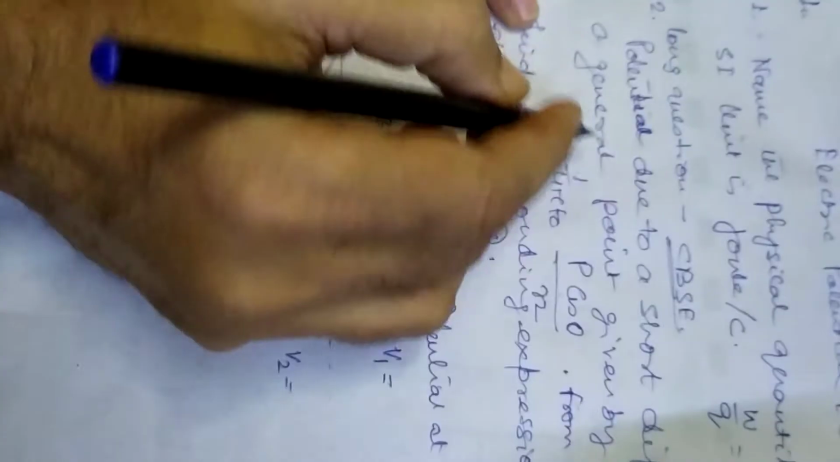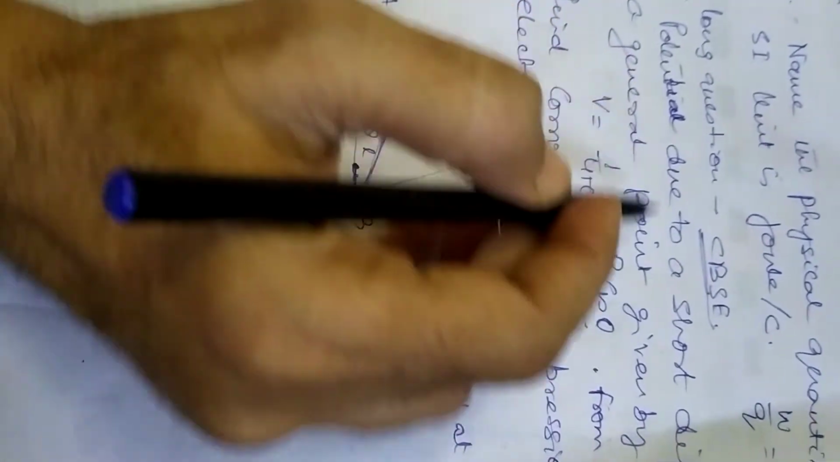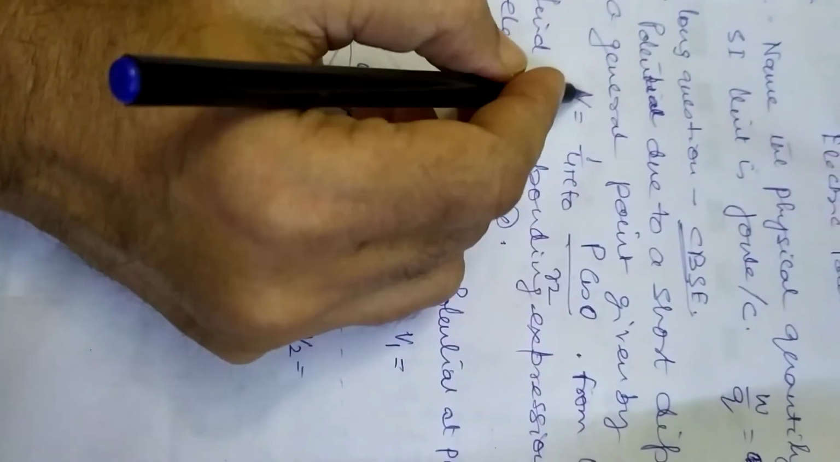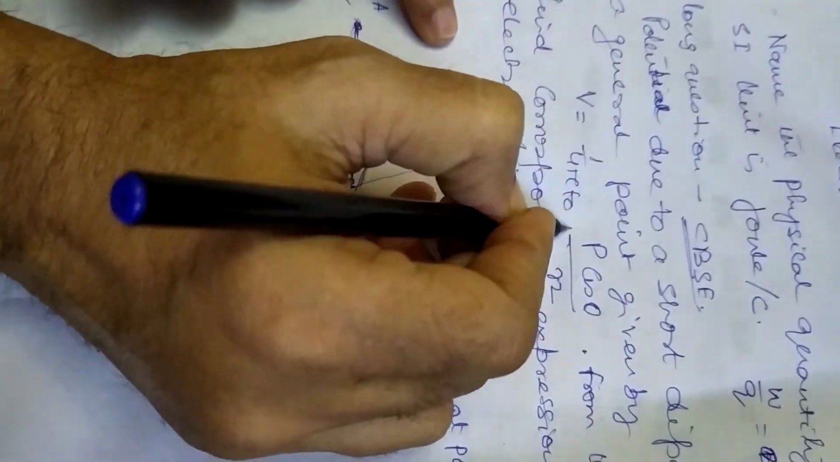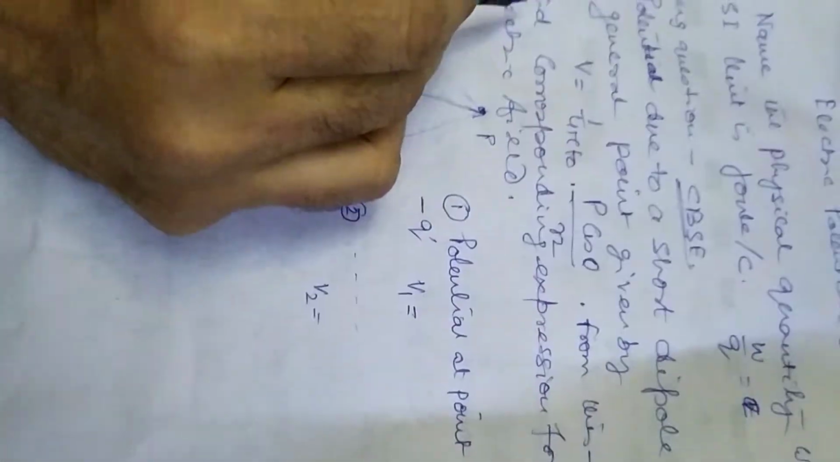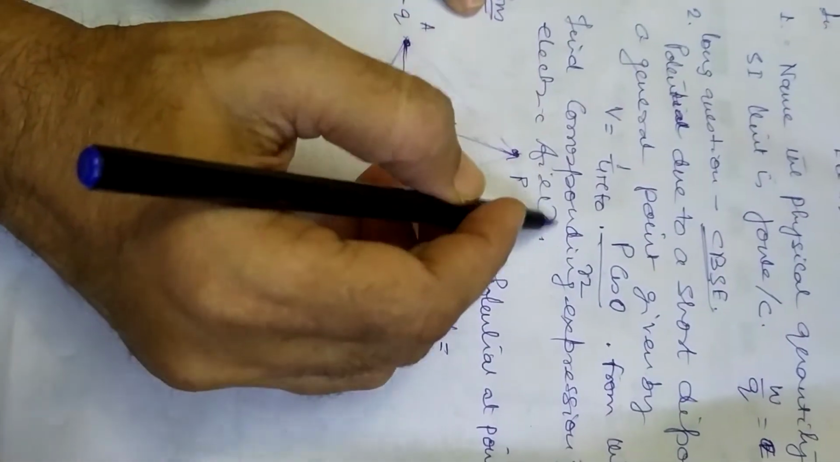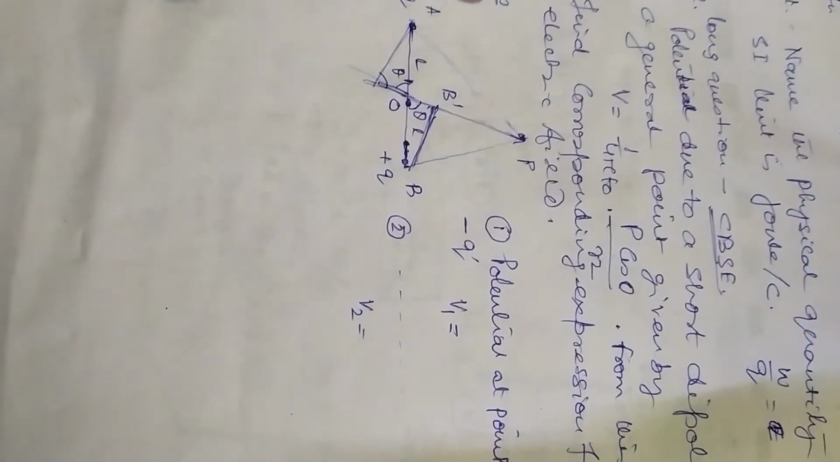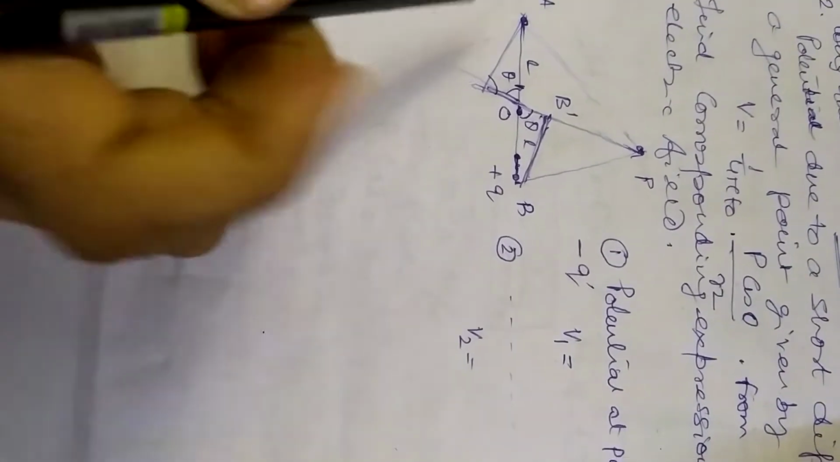Next one will be a long question of CBSE that comes sometimes. The potential due to a short dipole at a general point is given by V equals 1 by 4 pi epsilon P cos theta by r square, and from this equation find the corresponding expression for the electric field. Clear? These two things we can do from this chart.